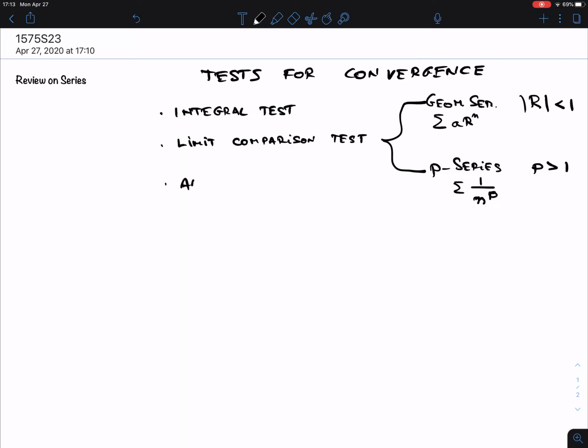Then we had the alternating series test. I'm listing the tests, but I'm not describing fully what they are, so there are some extra conditions sometimes. The alternating series test, as the name says, works only for alternating series. And then finally, we had the ratio test, and I put it between parentheses because we hardly ever use it, and the root test. So these are basically the 4 tests that we have, other than, of course, directly the p-series or directly a geometric series.